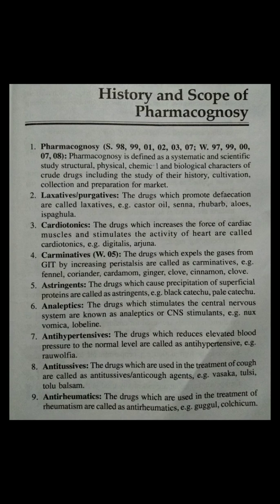Then astringents. Astringent drugs cause the precipitation of superficial protein. For example, black catechu and pale catechu. Then analeptics. The drugs which stimulate the central nervous system are known as analeptics or CNS stimulants. For example, nux vomica and lobelin. Then antihypertensives, the drugs which reduce the elevated blood pressure to the normal level.